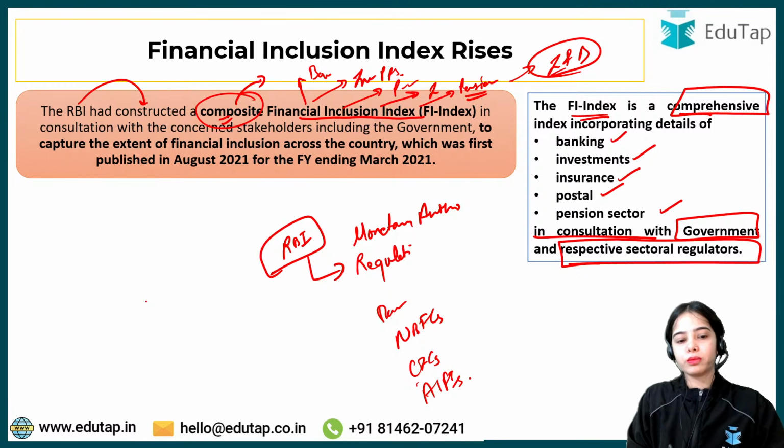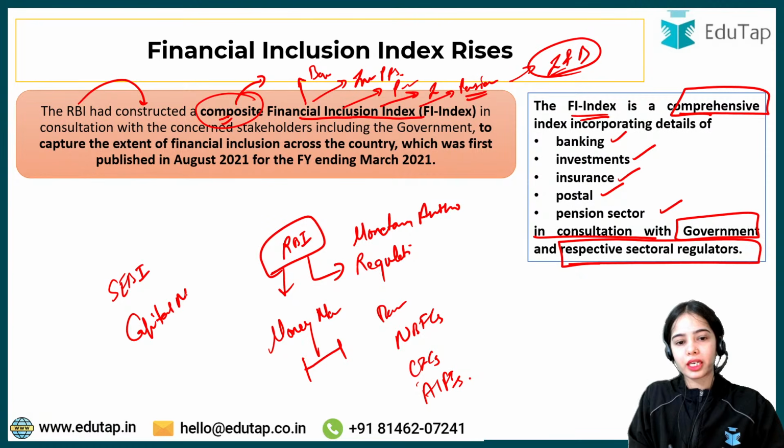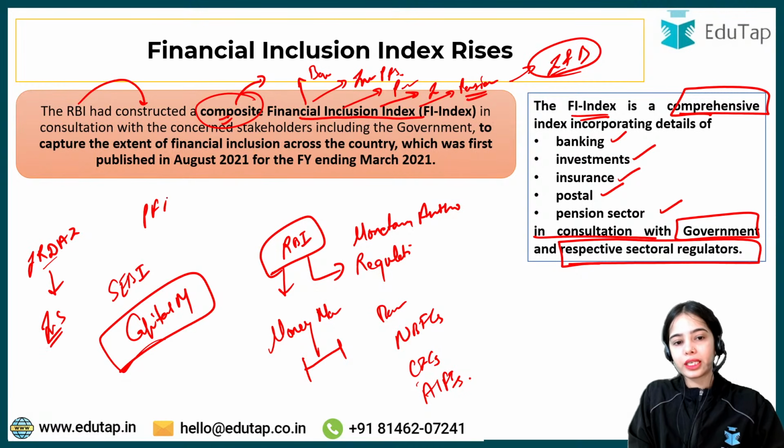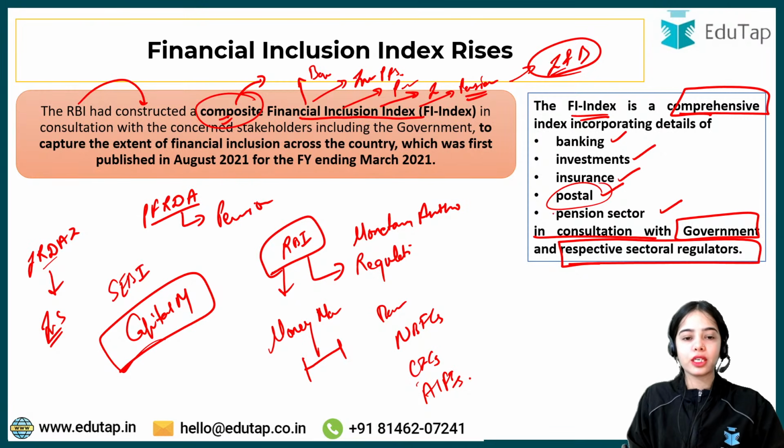But RBI is also regulating the money market, that is the short-term market for investment. SEBI is regulating the capital market, that is basically the long-term market for investment. IRDAI, the Insurance Regulatory and Development Authority of India, regulates the insurance sector. PFRDA, the Pension Fund Regulatory and Development Authority, regulates the pension sector. The postal comes under the government.